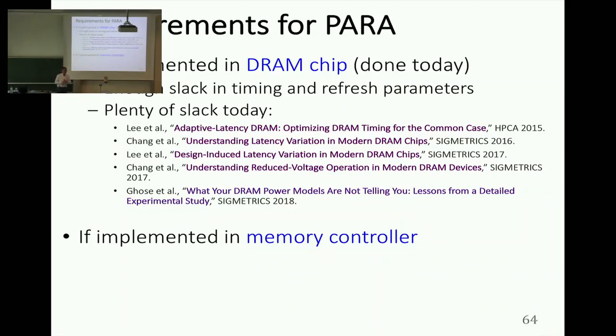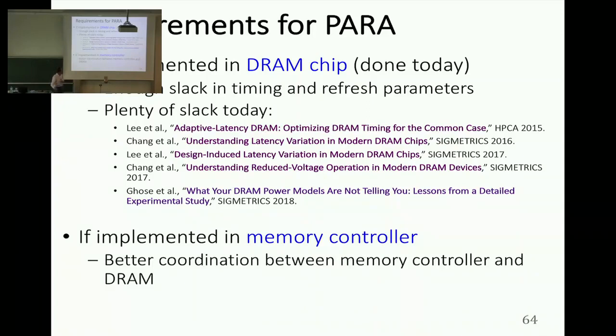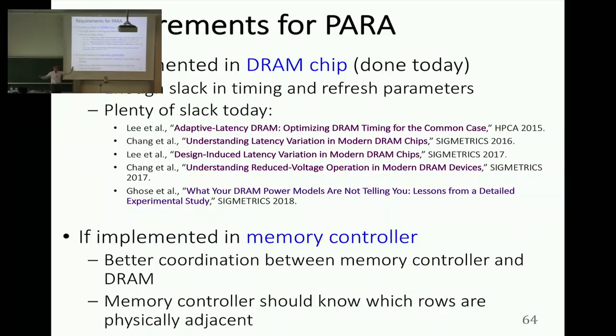Okay, so I think a better way of implementing this is in the memory controller, but this requires better coordination between the memory controller and DRAM. And it's unfortunate today that the memory controller doesn't know the physical structure of DRAM. So the memory controller controls memory, but it doesn't know which rows are adjacent to each other in memory. It turns out that if you activate row X, and then you activate row X plus 1, you're not guaranteed that X and X plus 1 are adjacent, because there's internal address remapping that happens in DRAM. Without this, you cannot have a perfect solution like what we've described.